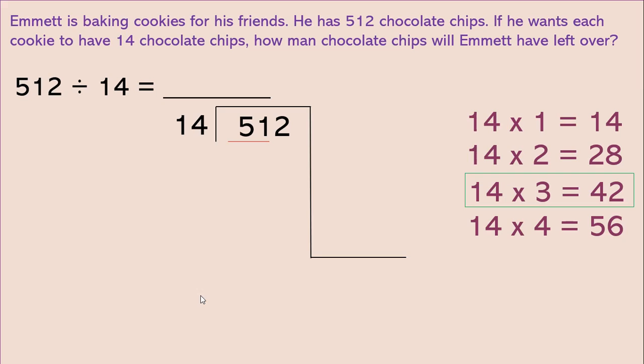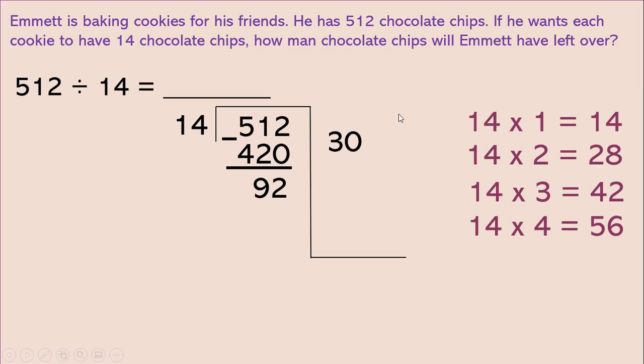But remember, we're not looking to figure out what multiple is closest to 51 ones. We're trying to figure out which multiple of 14 is closest to 51 tens. So we're not multiplying 14 times 3 ones. We're multiplying 14 times 3 tens, which is 30. 14 times 30 is 420. Let's subtract to see how many chocolate chips we have left over. We have 92 chocolate chips left over if he were to make 30 cookies.